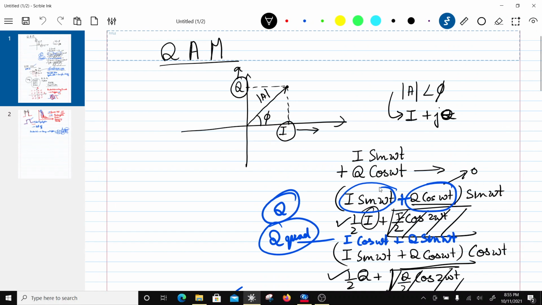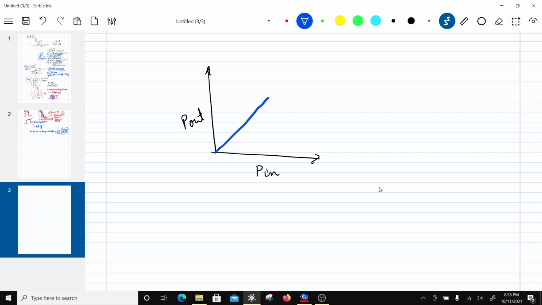Let's go to a new page. So what happens is the following. Let's say this is my P in and this is my P out. When I increase the input power, the output power increases linearly to a certain point, and after that, in terms of gain, this will go flat.